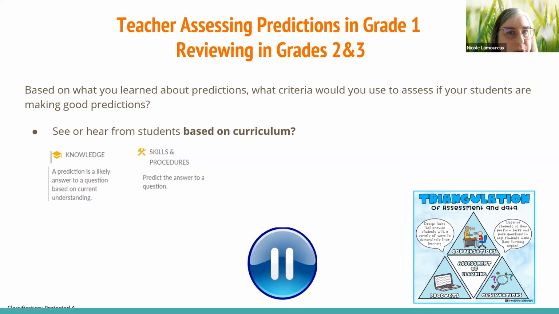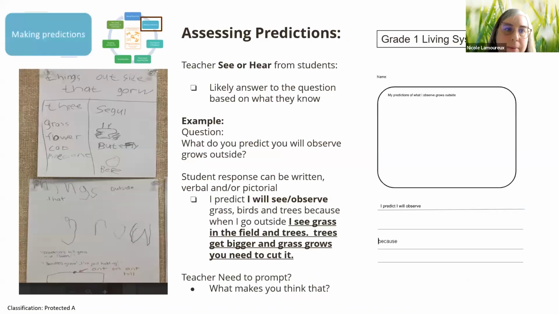So we have to understand that they're at a grade 1 level. So what would they currently have? So I provided an example here. So a likely answer to the question we know. So here's an example of a question posed to students in a living systems unit. What do you predict you will observe grows outside? Of course, now they can draw and they can scribe or write, but the student response can be verbal or pictorial. It should be pictorial in grade 1 as well.